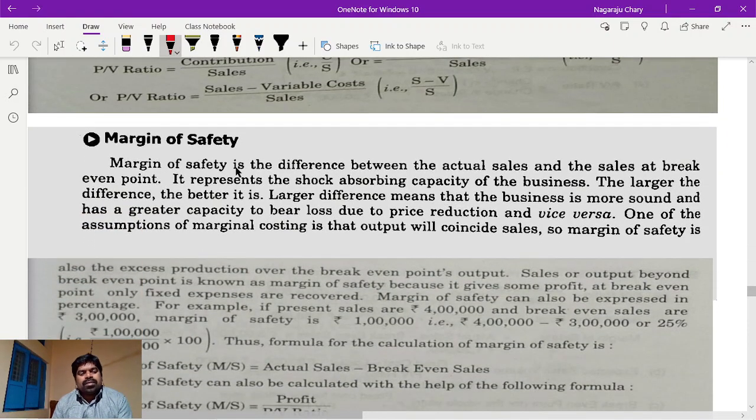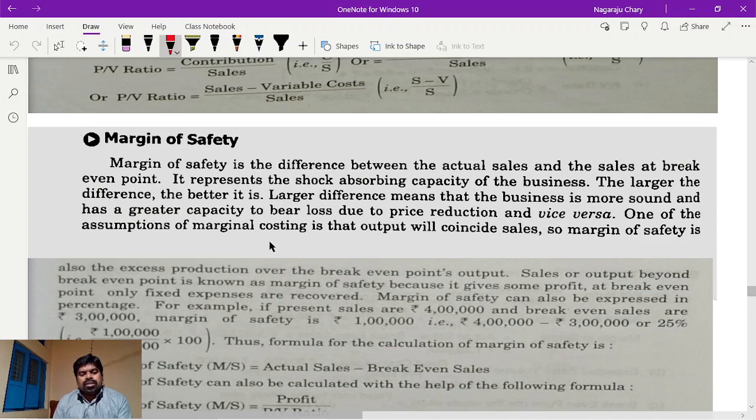And next, margin of safety. Margin of safety is the difference between actual sales and the break-even sales. It represents the shock absorbing capacity of a business. The larger the difference, the better it is. A larger difference means that the business is more sound and has a greater capacity to bear loss due to price reduction, and vice versa.